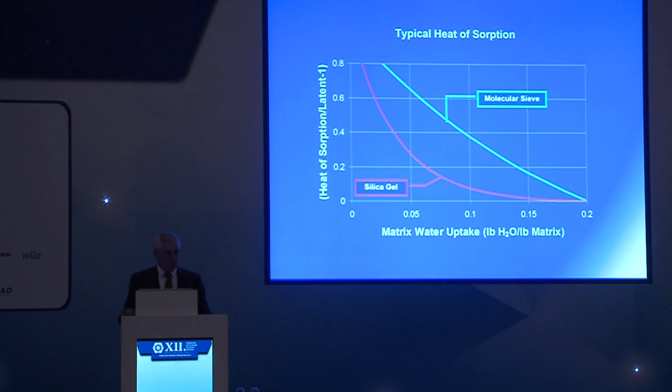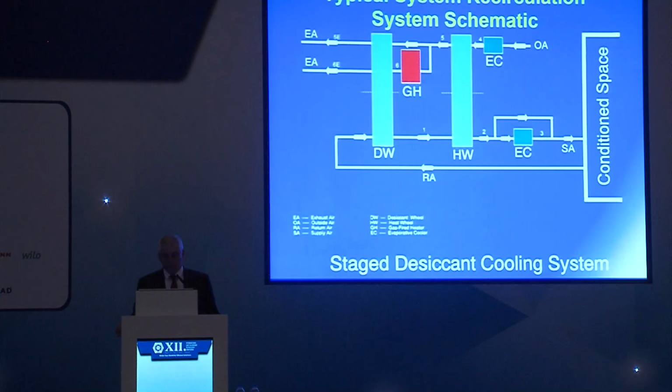However, what we do see due to the isotherm shape is that molecular sieve does have a higher heat of adsorption than silica gel, and this is something that you have to take into account when you do this type of simulation, modeling and experiments. So this is a classical recirculation desiccant system.